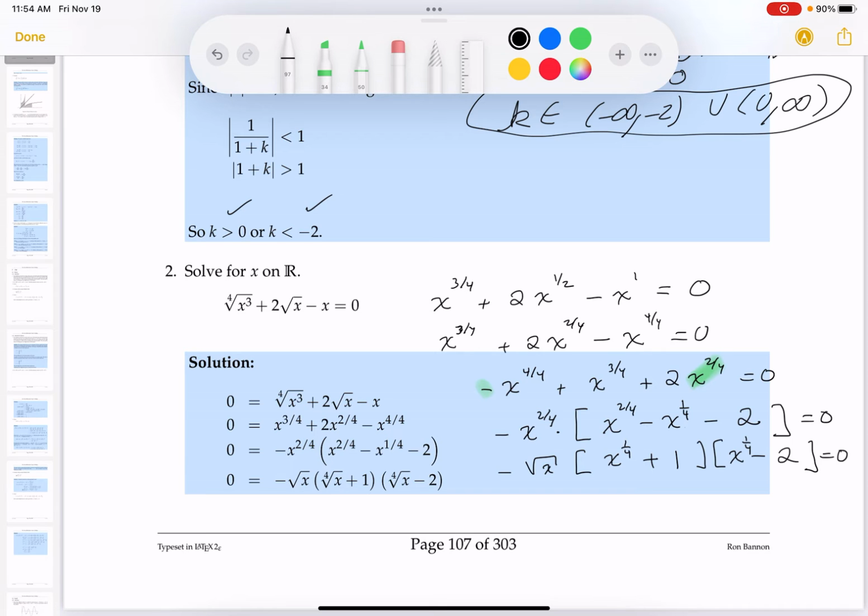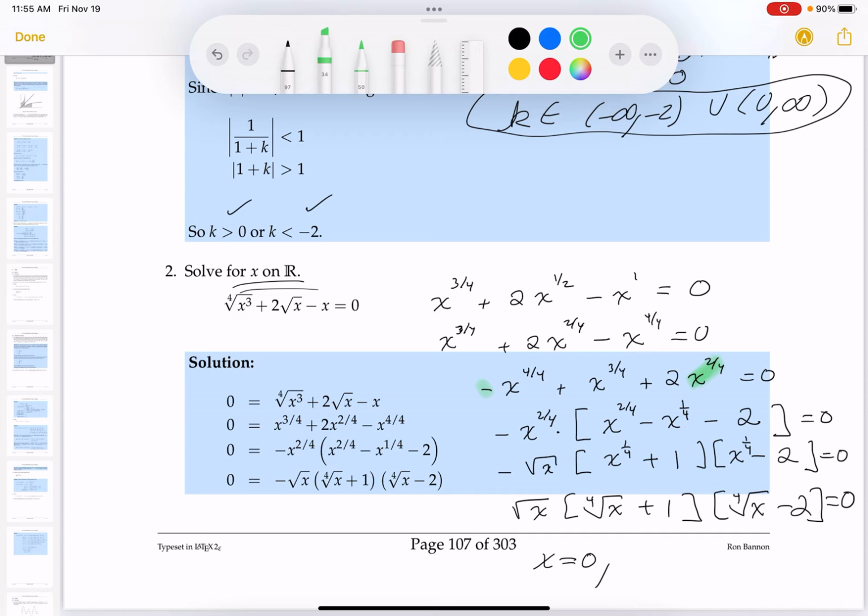So what do I got? Let's write this down a little differently. Minus root x. This is the 4th root of x plus 1. And this would be the 4th root of x minus 2 equals 0. Now what's their question? Their question is solve for x on the real numbers. So x could be 0.